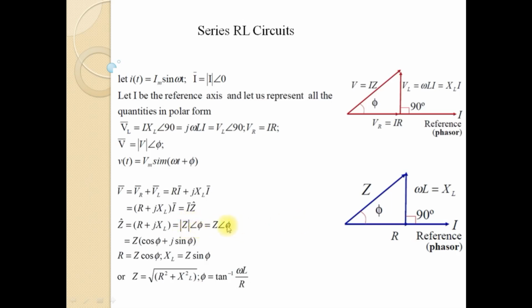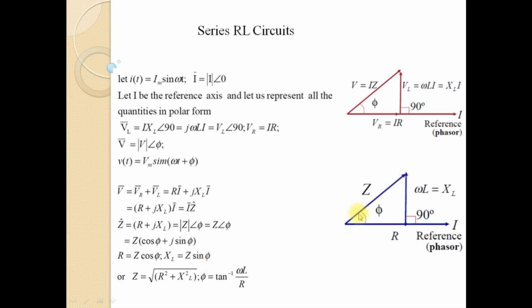And the relation between the magnitude Z and R and XL can be obtained from here. Here you can see that if you consider the projection of Z along the direction of I, it will be Z cos phi, and here you can see that it will be equal to R. So we get this relation, R is equal to Z cos phi. And if you take the projection of Z along the vertical axis, it will be Z sin phi, and here it is equal to XL. That gives a relation XL equal to Z sin phi.